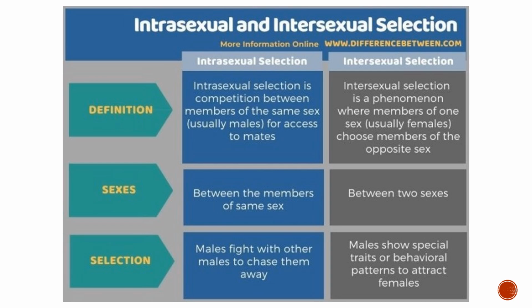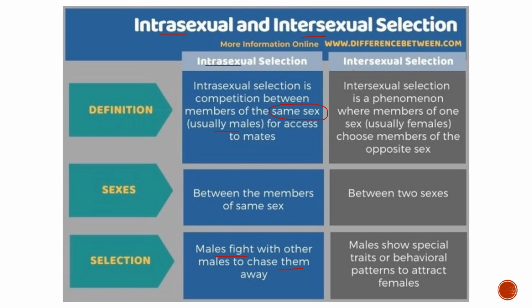All right, now if we look at sexual selection, we have intrasexual and intersexual selection. The difference is that with intrasexual, we have competition between same-sex individuals. So for example, two males that are competing for a female. Males fight with each other to chase them away. So again, two lions fighting for the opportunity to breed with the female.